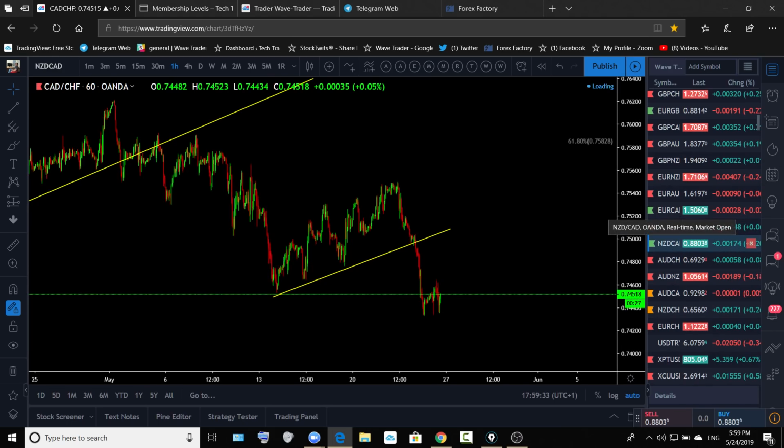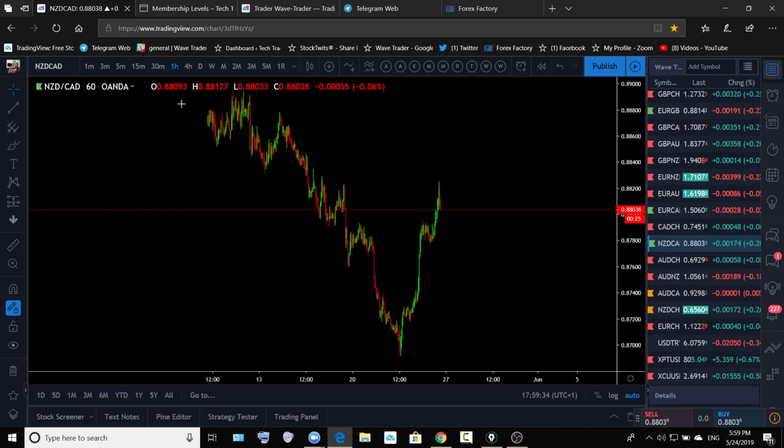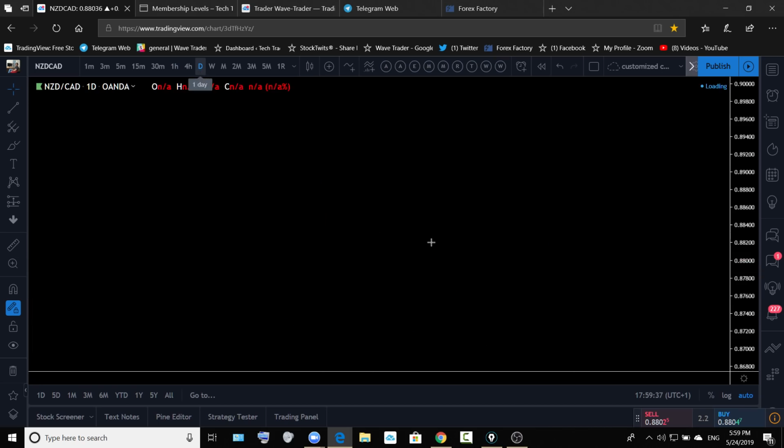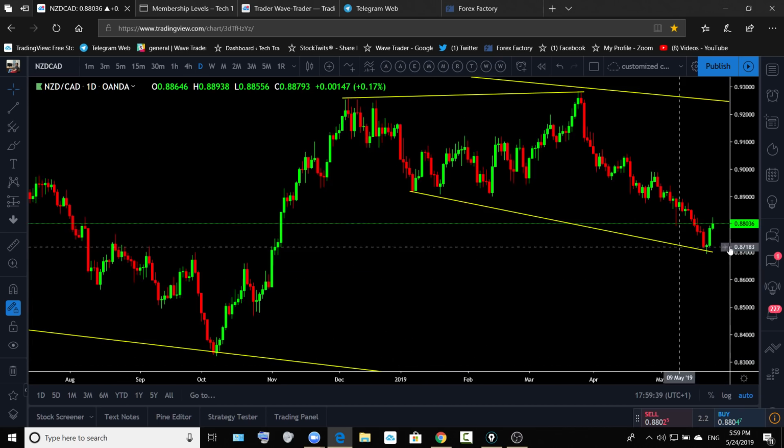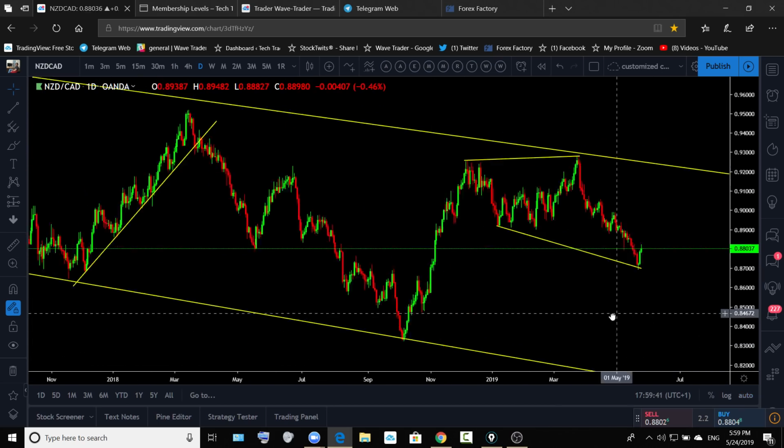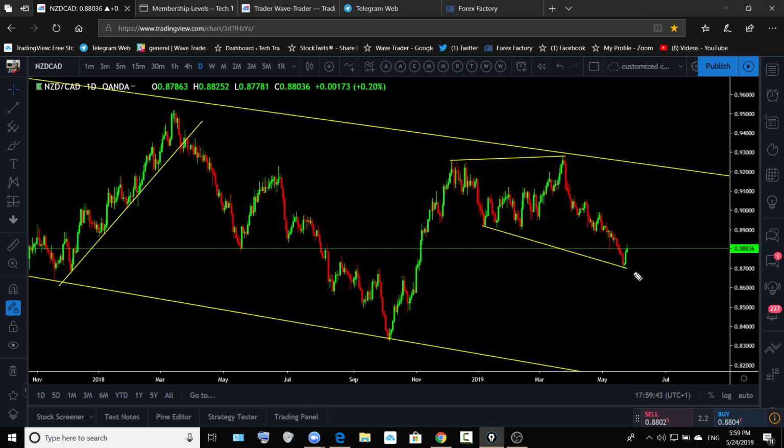And on the EuroCAD, if you are a buyer on the Kiwi dollar, US dollar, then make sure you are a buyer on the Kiwi dollar, US dollar. Make sure you're a buyer on the Kiwi CAD as well at the same time. Okay, so either correct and drop.